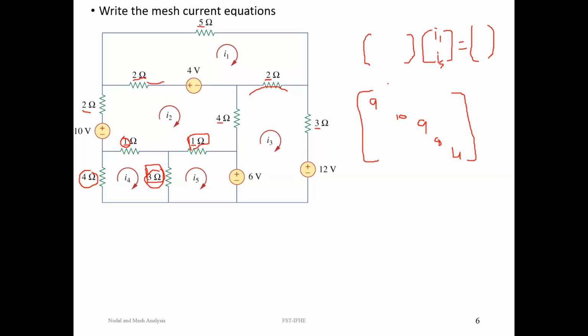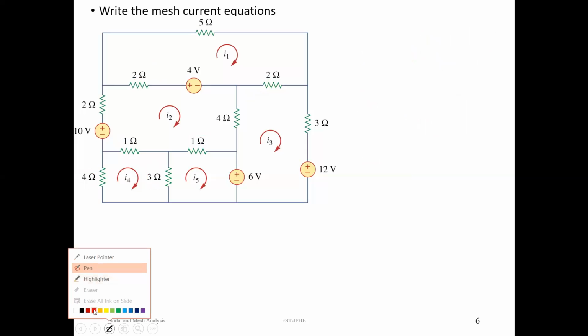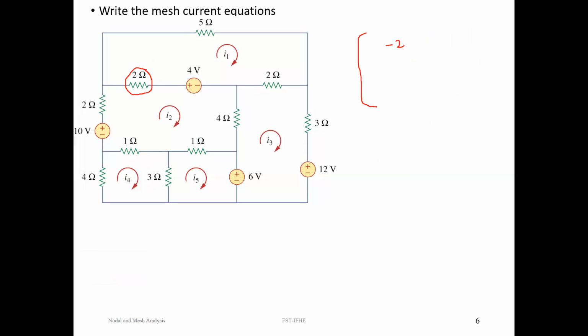Now let us try to fill up the off diagonal elements. First I am filling the first row, second column. Identify the resistor which is common between the first mesh and second mesh. If you carefully observe, the element which is common between the first mesh and second mesh is 2. So in the matrix, it will become minus 2. 1, 2 is equal to 2, 1. Then we need to fill up the element 1, 3. That means identify the resistance which is common between the first mesh and third mesh. You can see 2 ohms is common between the first mesh and third mesh. So it will become minus 2. 1, 3 is equal to 3, 1.